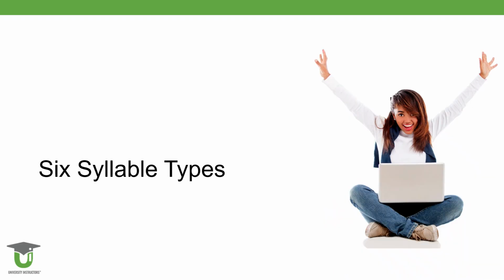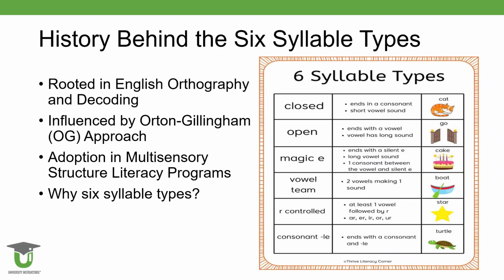In this next section, we will explore the 6 syllable types in the English language. The history behind the 6 syllable types: it's rooted in English orthography and decoding, which are the 6 syllable types based on common patterns found in English words. These patterns help explain why vowels behave differently depending on surrounding letters. And the system helps readers decode words predictably and is especially useful for struggling readers.